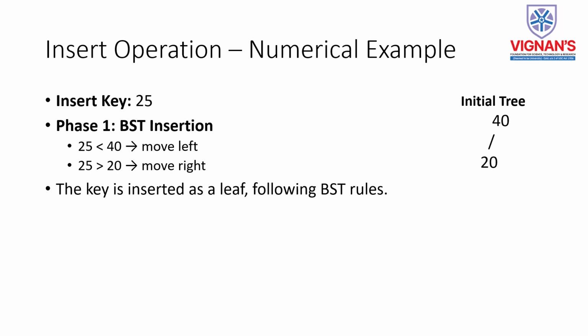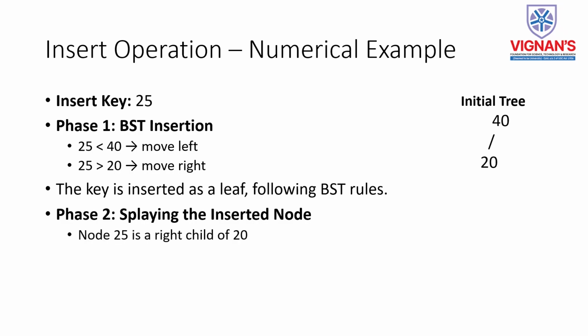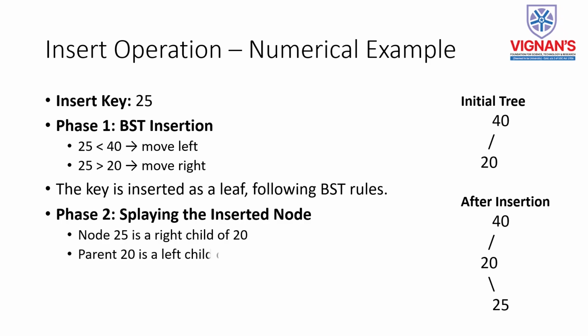Phase 2, splaying the inserted node. Node 25 is a right child of 20. After insertion, node 25 is directly connected as the right child of node 20. Parent 20 is a left child of 40. Node 20 itself is a left child of node 40. This forms a zigzag configuration. This parent-child relationship creates a zigzag rotation case.